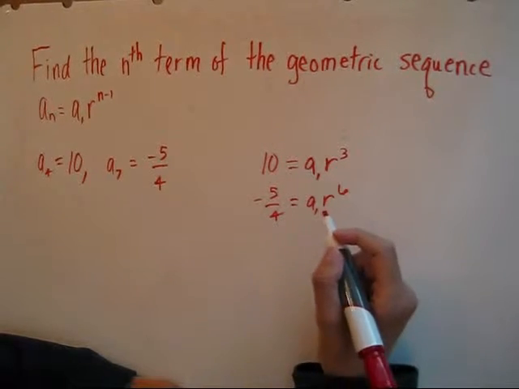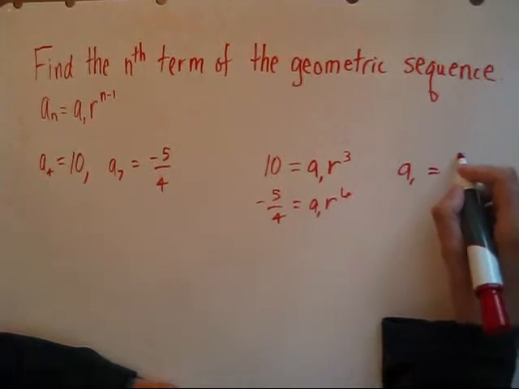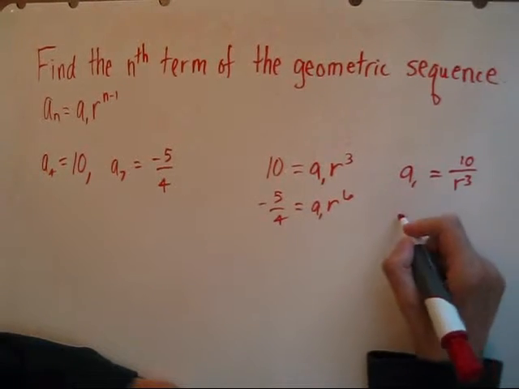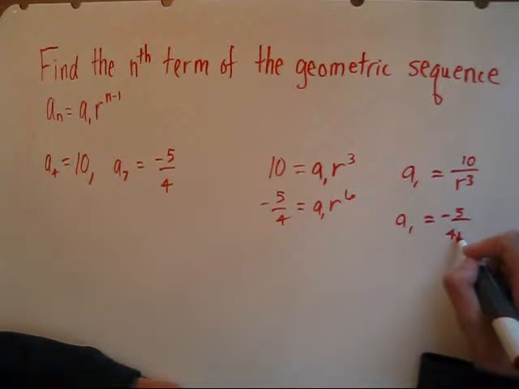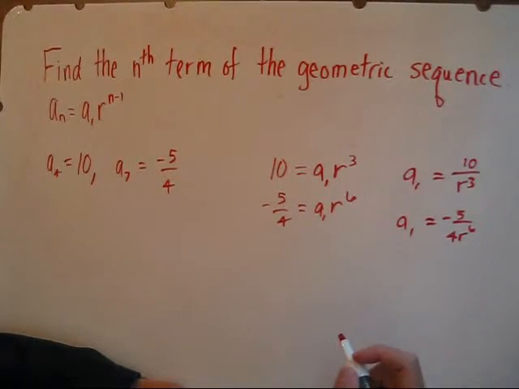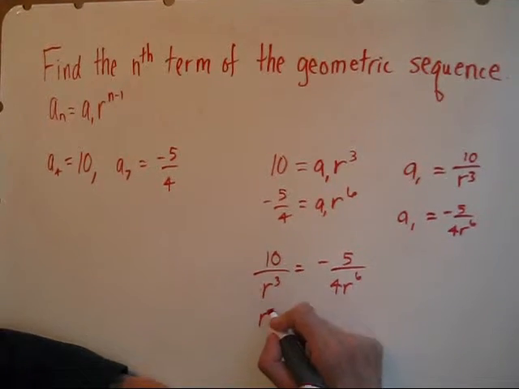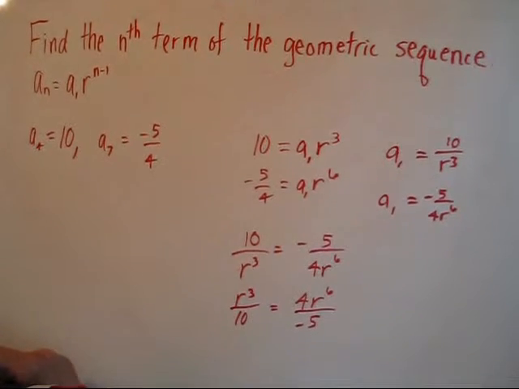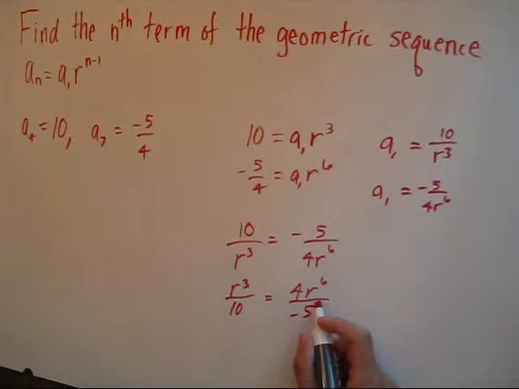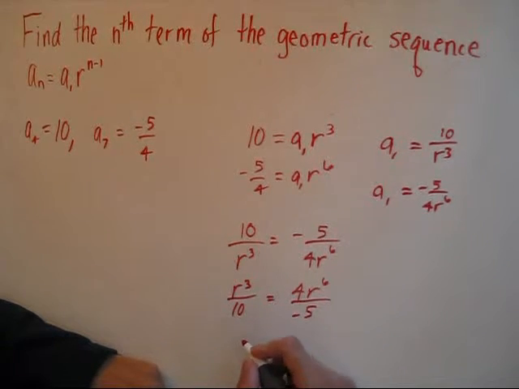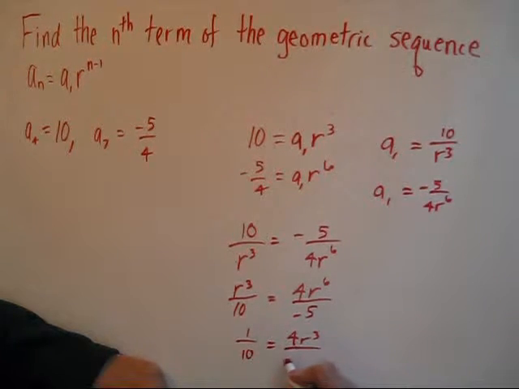It would be easiest to solve for a1 since there's no exponent on it. So we'll have a1 equals 10 over r cubed, and also that a1 equals negative 5 over 4r to the 6th. Let's set those equal to each other and see what happens. I like to take the reciprocal of both sides to start off with. One of the requirements of a geometric sequence is that r is non-zero. So I can divide both sides by r cubed and not hurt anything. So we'll get 1/10 equals 4r cubed over negative 5.